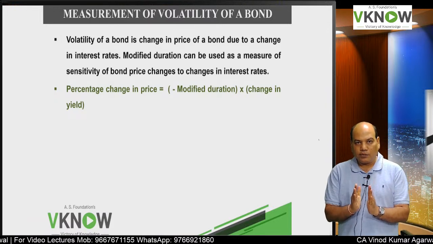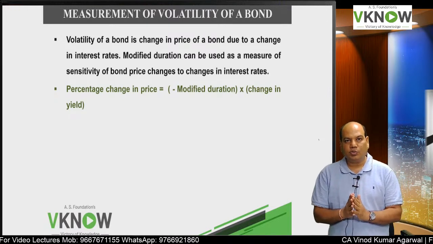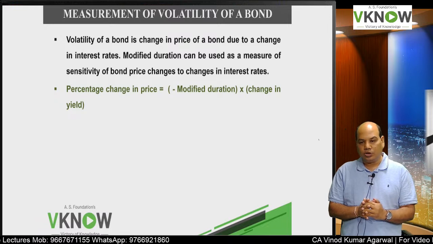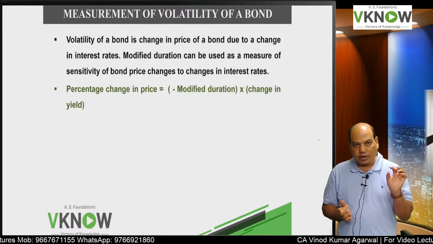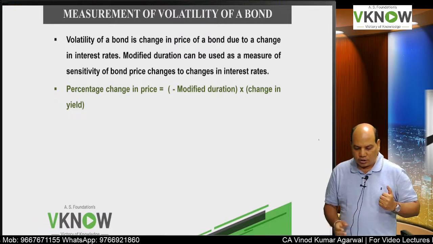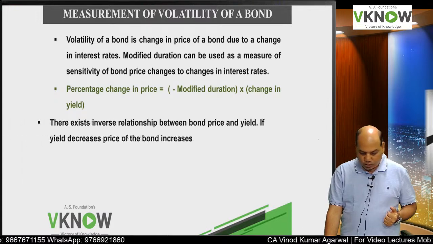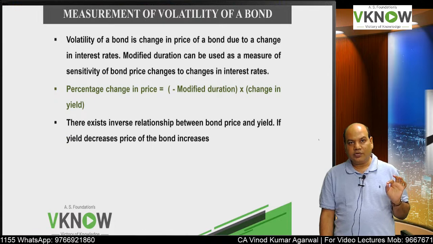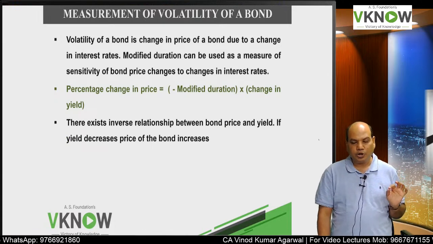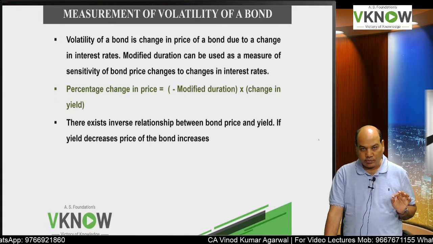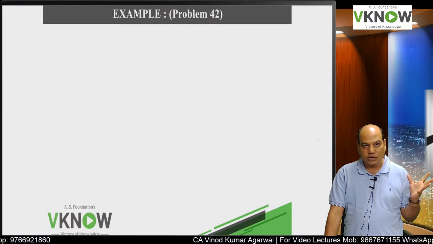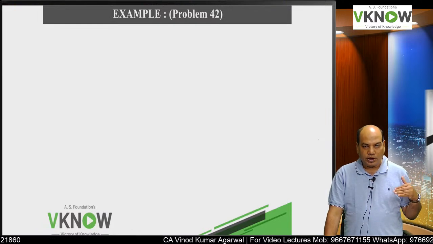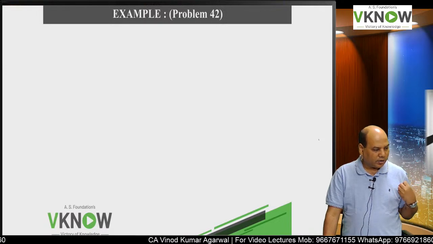So the formula for calculating percentage change in bond price, very easy, minus modified duration into change in yield. Why minus sign? Inverse relationship. Minus sign indicates there exists an inverse relationship between bond price and yield. That is, if yield increases, bond price decreases. If yield decreases, bond price increases.